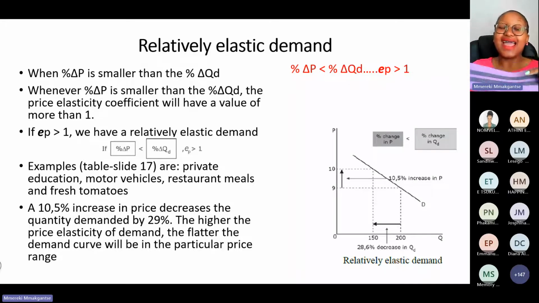So within relatively inelastic, this is a recap, my friends, we are told that the percentage change in price is always greater than the percentage change in quantity demanded. Price is greater than quantity demanded. P bigger than U. Remember our UP? Yes, it's inelastic. Now we are doing the elastic one.